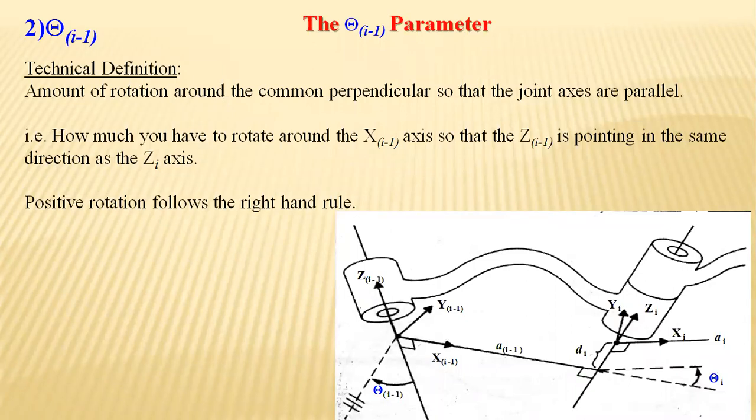The basic technical difference of the second parameter is the rotation. It's a common perpendicular where the joint axis is parallel. So if you consider this Z and Y frame initially, upon changing its theta, it will be entering into another coordinate system, nothing but the ZX coordinate system. Initially it is ZY, and after rotation theta, it enters the ZX coordinate system.